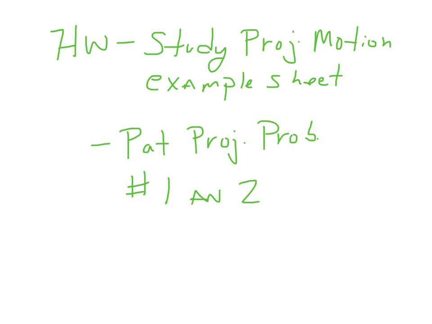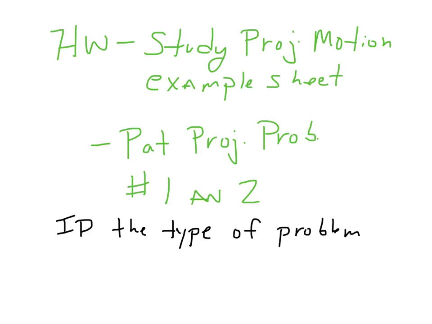So look at the example problems. If you notice on the projectile motion example sheet, there's a type 1, type 2, and type 3 problem. So see if you can first identify which type of projectile problem these are. So identify the type of problem and then give it a shot. I think after you study this sheet first, it should help you out so that when you do these two, it'll be good.